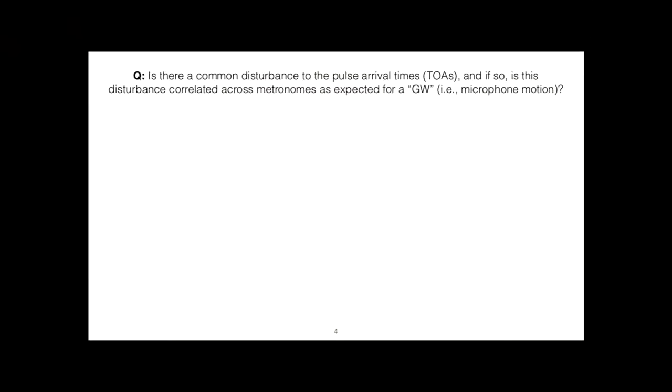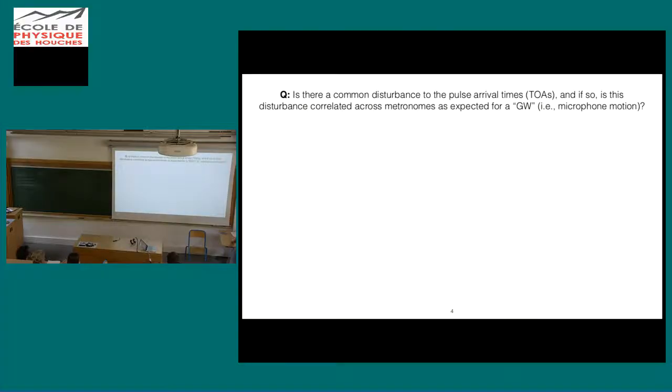Now, we can sort of unpack that question a little bit more. Is there a common disturbance to the pulse arrival times, which we'll call TOAs? And if so, is this disturbance correlated across the different metronomes as expected for a gravitational wave? So we're going to have an expected correlation, which we'll compute analytically, and then we'll compare that to the measured correlation for different angular separations.